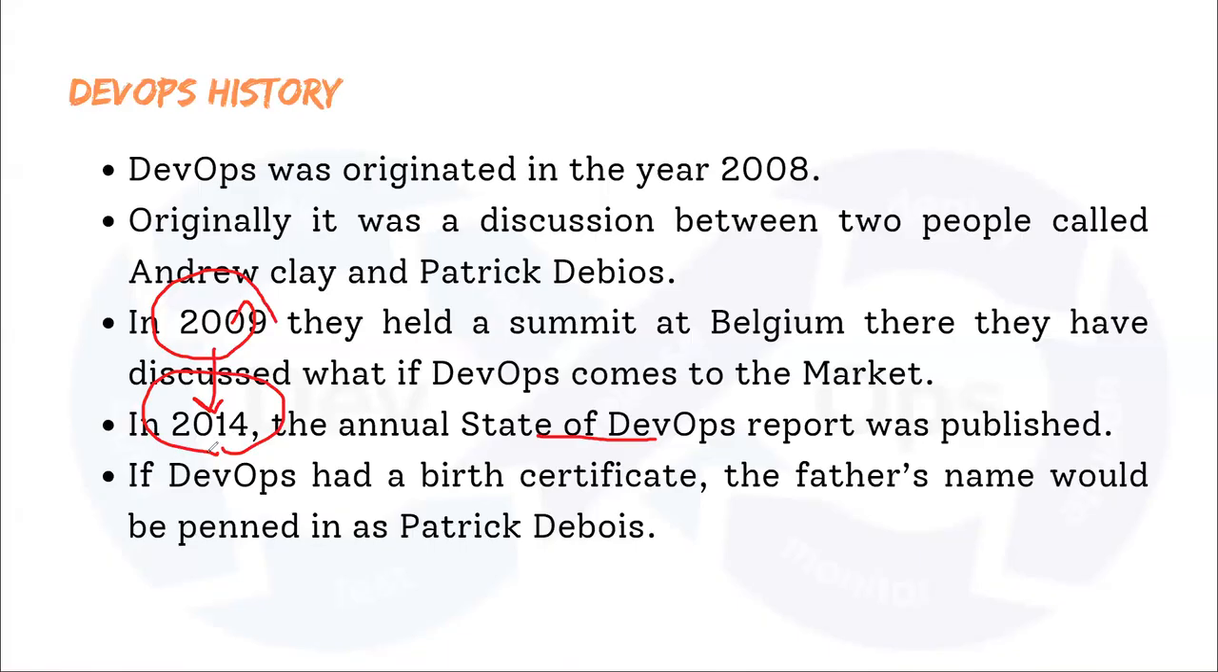If somebody asks you who is the father of DevOps, you can say Patrick Debois. Why? Because he was the person who worked a lot to raise awareness of the importance of DevOps. Okay, this is the history of DevOps actually.